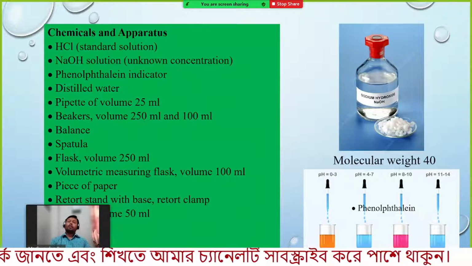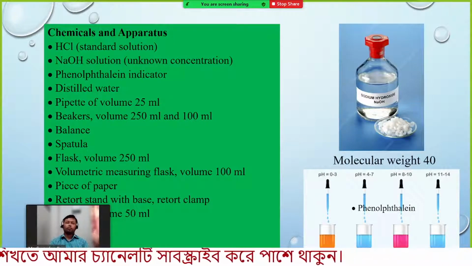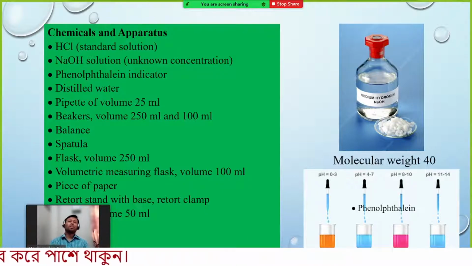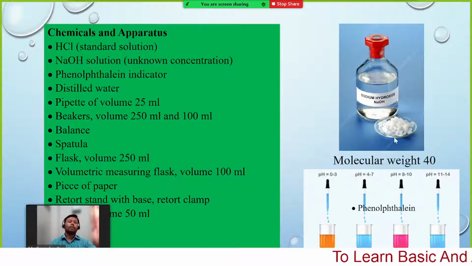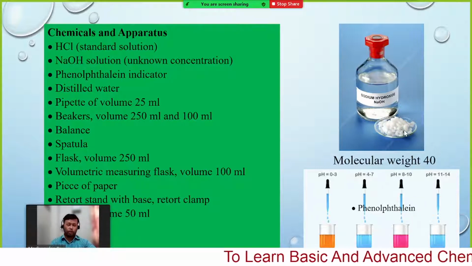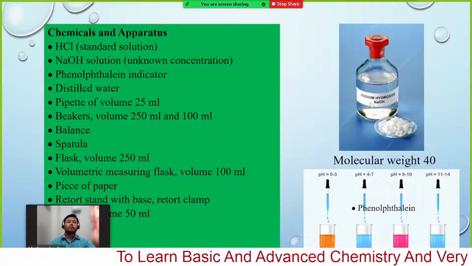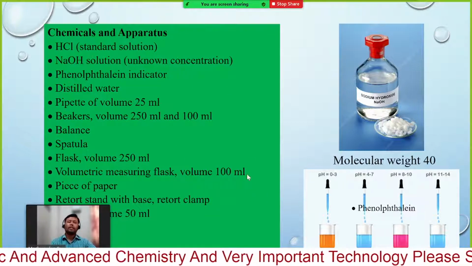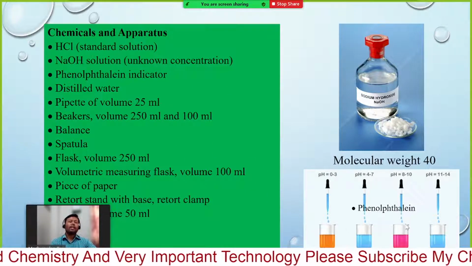For this we need to have the chemicals already mentioned. Most of the chemicals and apparatus are very similar to the previous experiment. You just need to have the hydrochloric acid, whose concentration we already know, and sodium hydroxide, whose concentration we want to know. You may have these types of solution, or you may have solid, so that you can prepare your solution by yourself. So you want to know the concentration of this sodium hydroxide using our hydrochloric acid and phenolphthalein indicator.